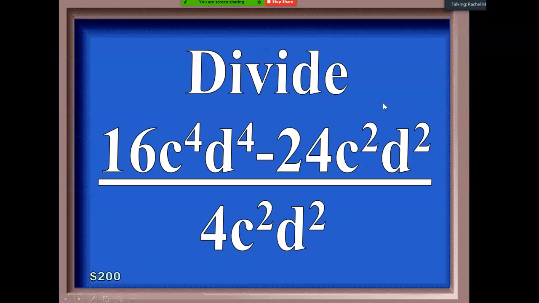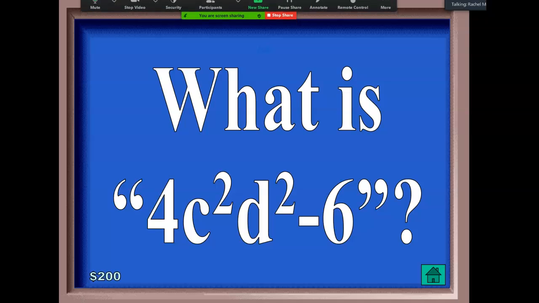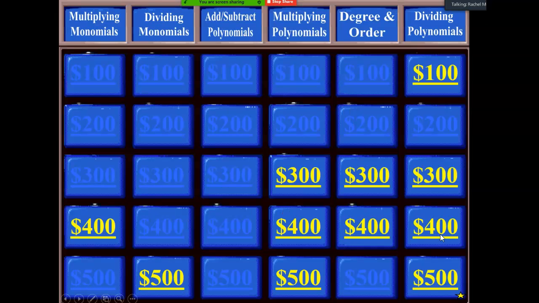All right. Divide. That is correct. All right, so it's 4c squared d squared minus 6. Okay, last one probably.